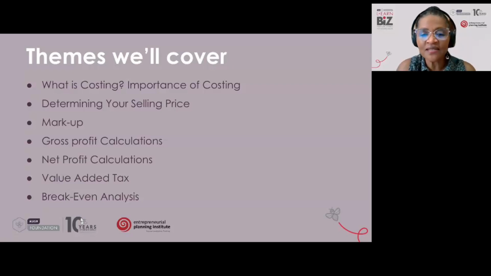And then the last thing, but not the least, the break-even analysis, which Christoph also mentioned earlier on, and we saw a lot of comments around it.